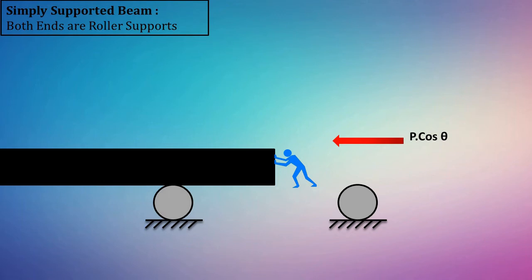Because we know in our structure, load can occur from any direction, not necessarily the vertical direction. It can be horizontal, vertical or inclined. So this situation can be avoided by providing at least one hinge support.